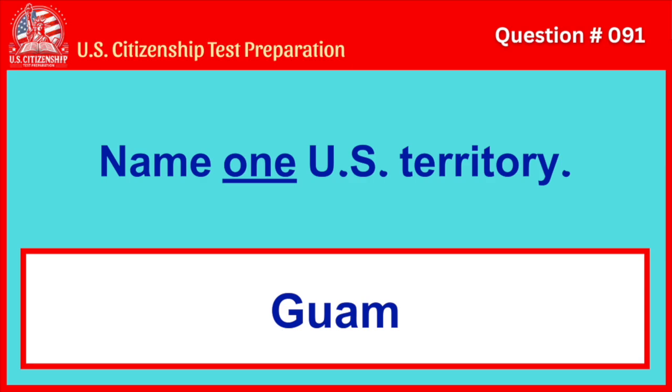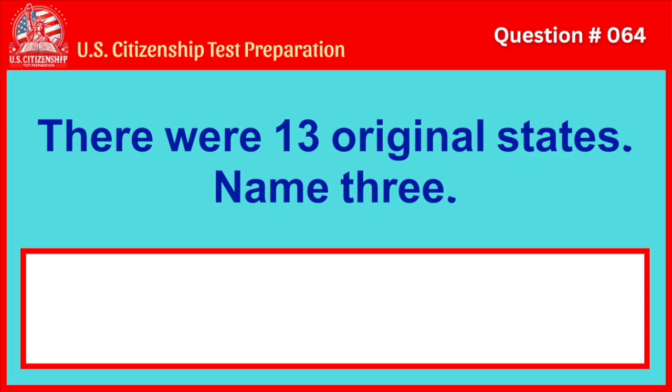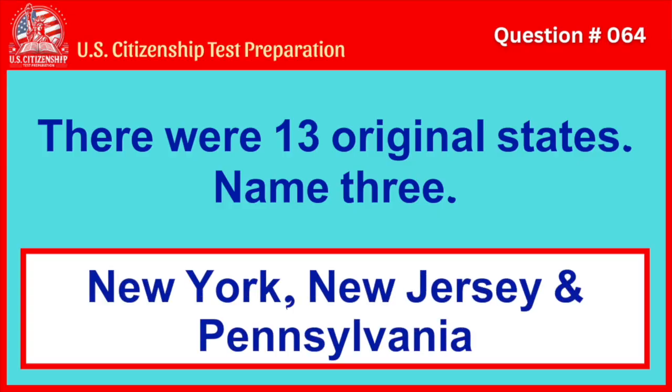Guam. There were 13 original states. Name 3. New York, New Jersey, and Pennsylvania.